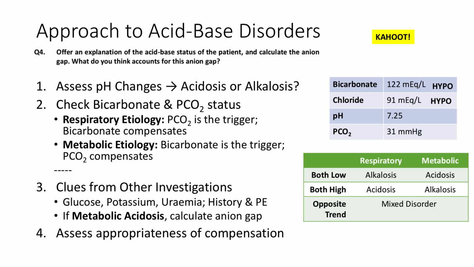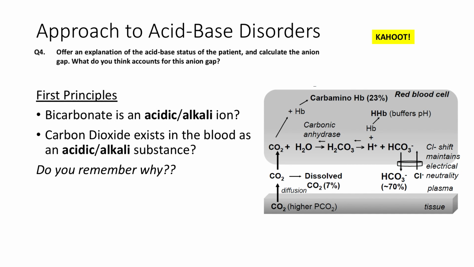Do you all know how to tell? When you learned about this before, you were a bit confused about it. Never mind, I'll go through it one by one. We start from first principles. Bicarbonate is an acidic or alkaline ion? Alkaline ion. And carbon dioxide is acidic.